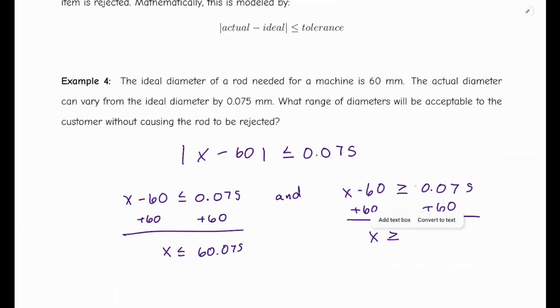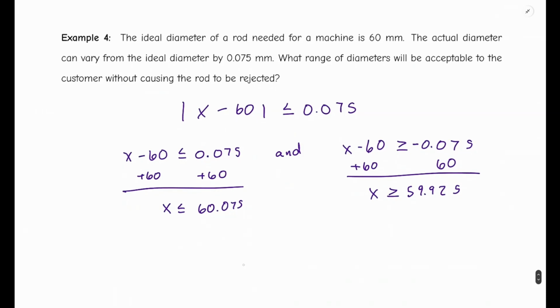Oh, sorry. I forgot to. So this is a very common mistake. I'm kind of glad I made it. Don't forget that when you switch the inequality symbol, you also have to have a negative on that side. So we get 59.925. So that means the range of diameters is 59.925 millimeters to 60.075 millimeters. And that is the end of section 2.4 notes.